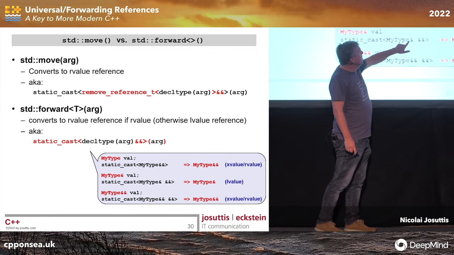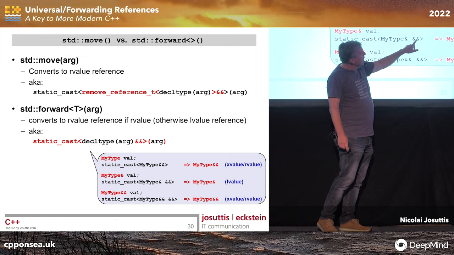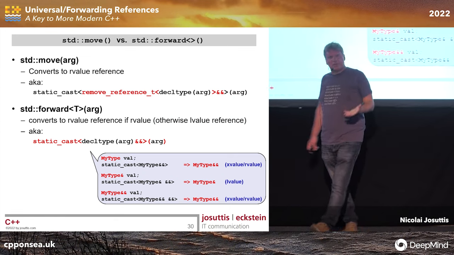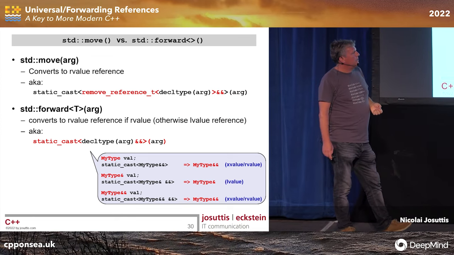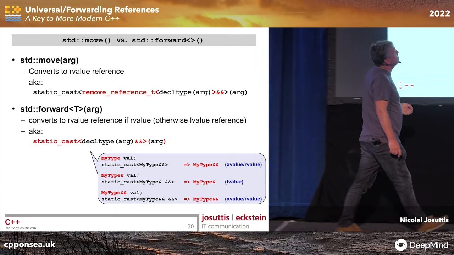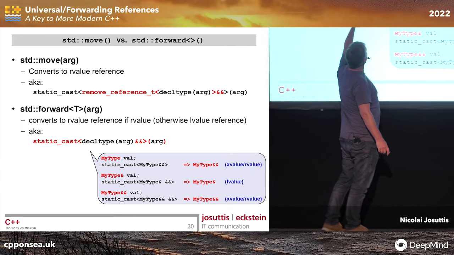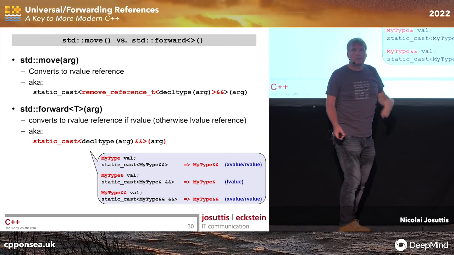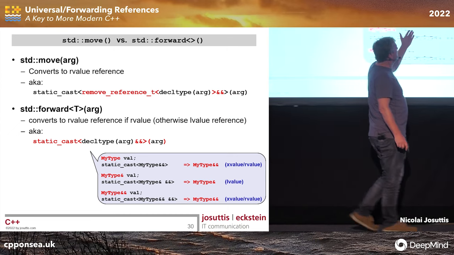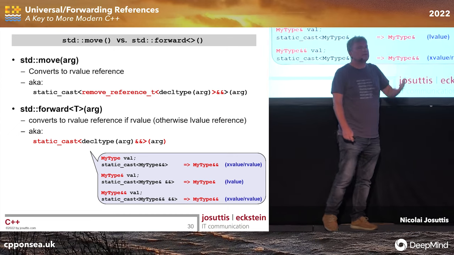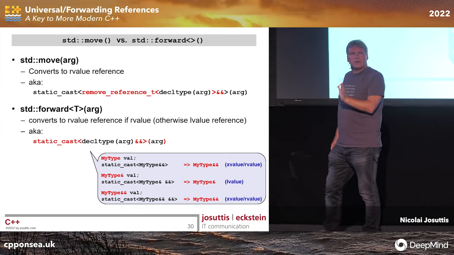So here, if we have an L value, which we pass, then by the rules of reference collapsing, the resulting thing is an L value. And that has the effect that if we pass an L value, by rule, the T here is an L value reference. So an L value reference used as R value reference has no effect. It's still an L value reference. So this is passed without the effect of move.